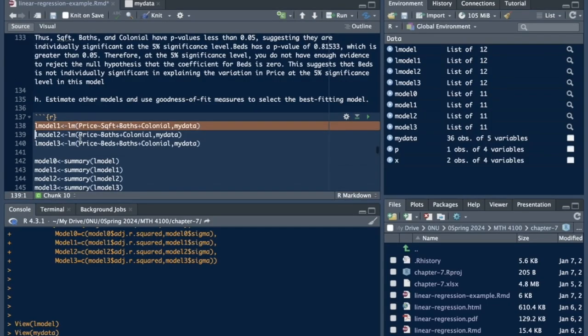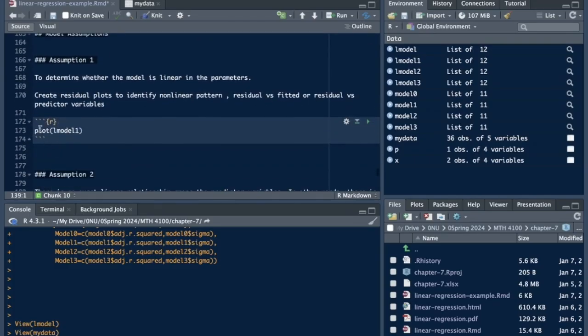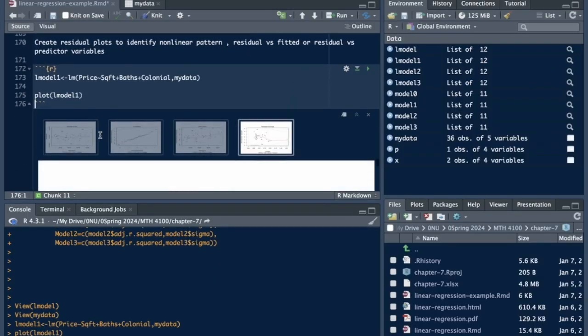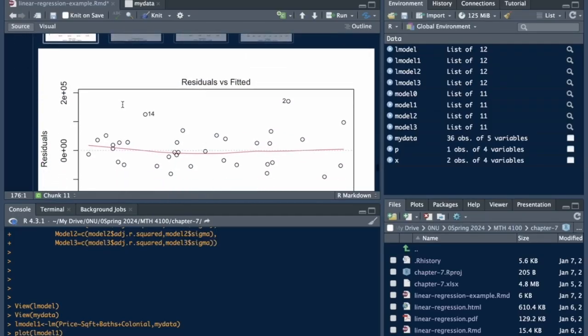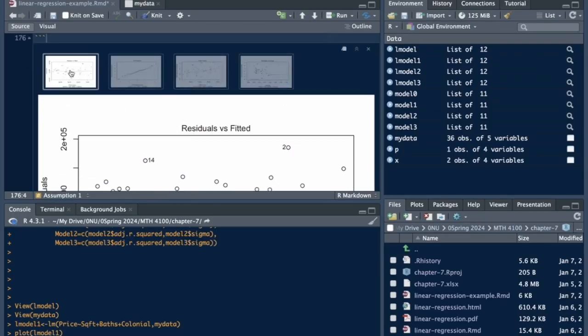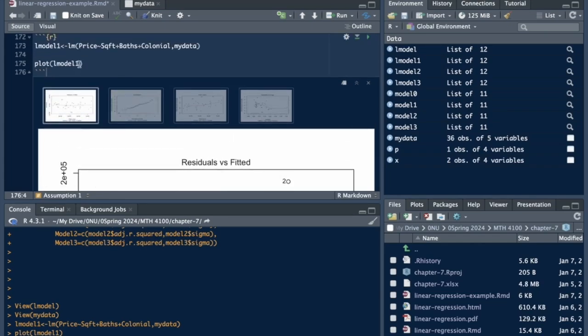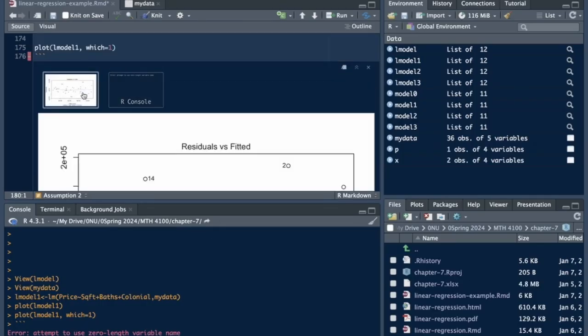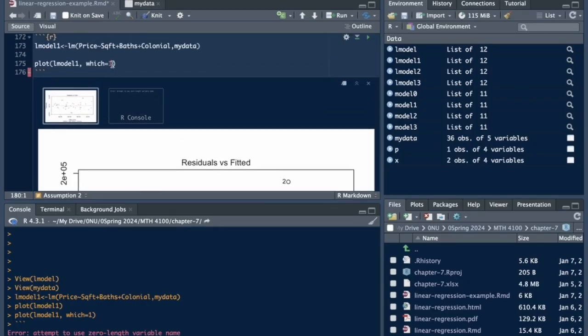This is it. Let me copy it, just to put it here, just to see it. This is the one that we already selected. We ran this already. Let me run this. If you run the plot, you're going to get four different charts. We need the residual versus the fit, which is the first one. If you'd like to see just the first one, you can add an argument called which, so comma which equals 1. Run this. You're going to see only the first one. If you don't write which, you're going to see all of them.